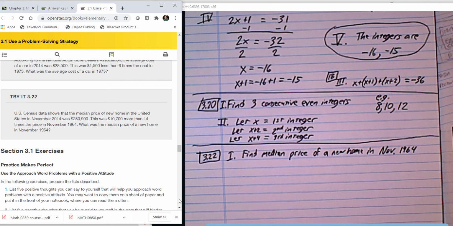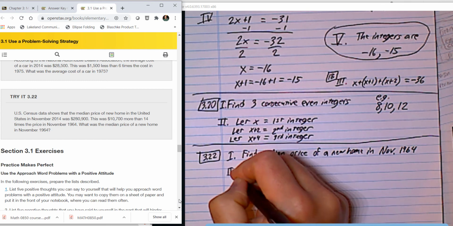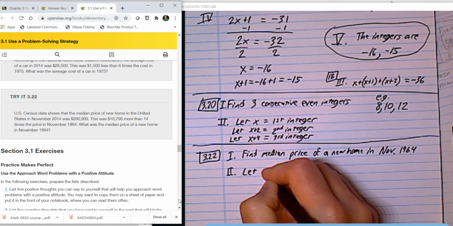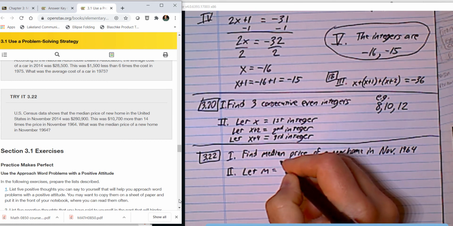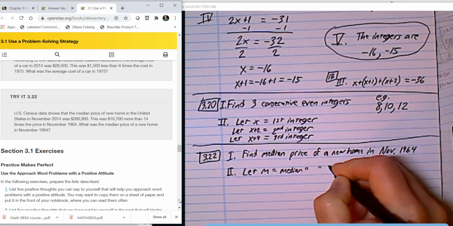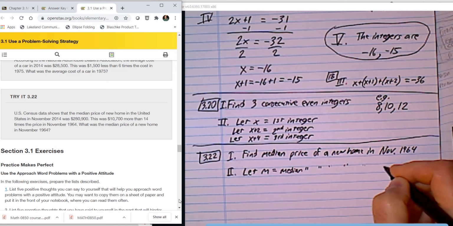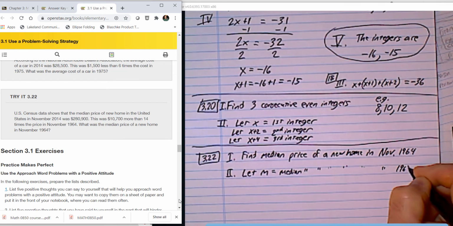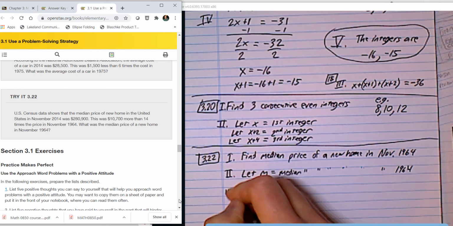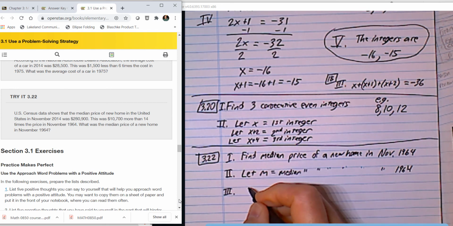So the first sentence says, well, maybe what I'll do, by the way, before I read the first sentence, I'm going to let M represent the median price of a new home in November 1964. So M represents that. Okay. Step 3 is to write an equation. Let's see if I can do it.